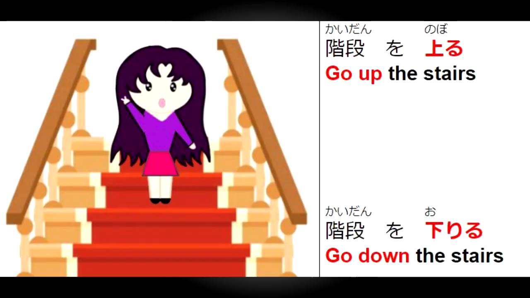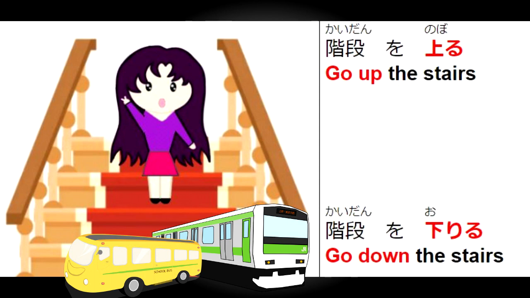So let's start. To start off with our examples, we can think of the verbs go up and go down. 階段を上る, go up the stairs. 階段を降りる, go down the stairs. This verb 降りる is also used with transportation, like a bus or like a train, and it means to get off from the bus or the train and so on. And it also takes the particle o.